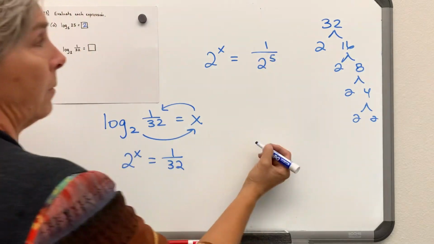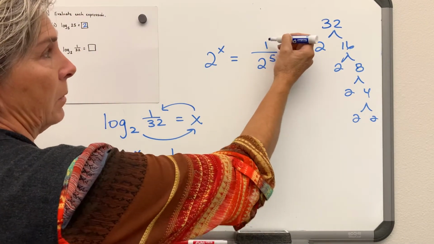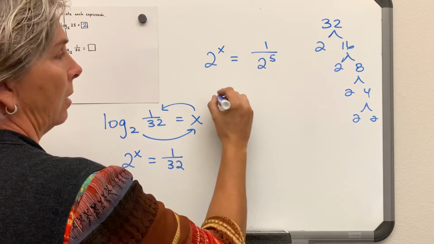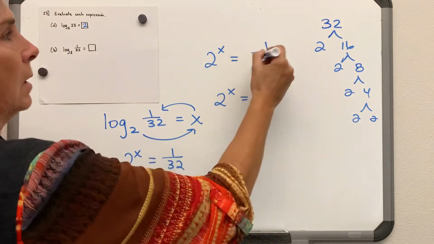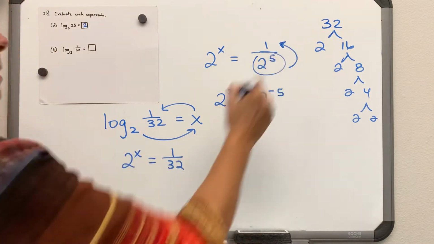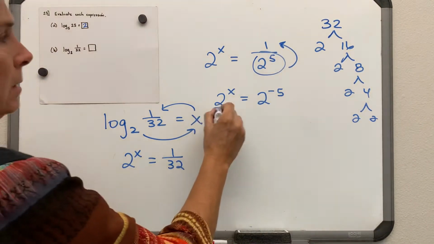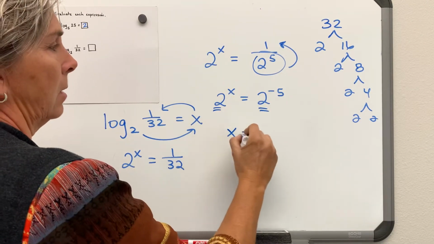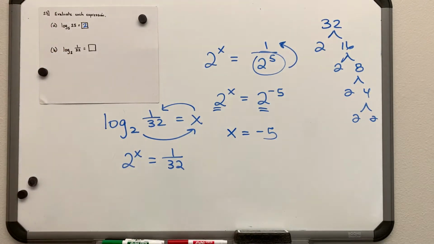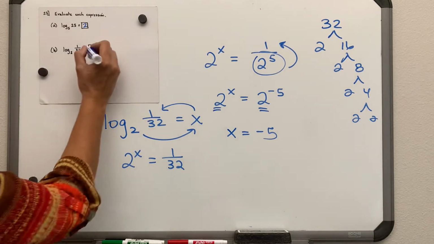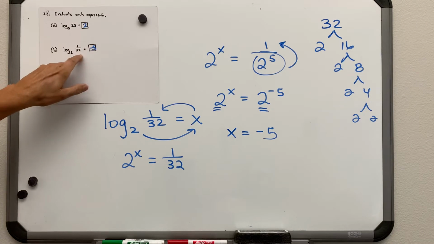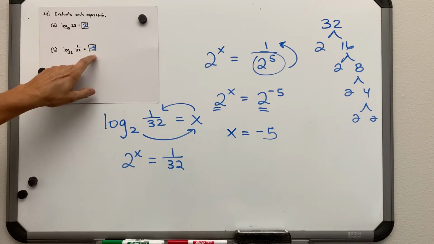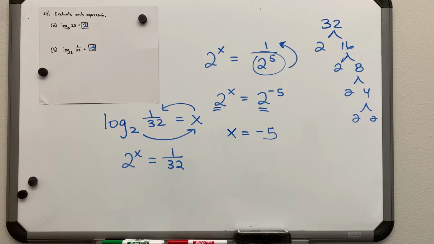Now, hopefully you remember that if I want this 2 to the 5th to be up here, all I've got to do is change the sign of the exponent. So 2 to the x equals 2 to the negative 5th, and that moves it up to the top. And now my bases are identical, and I can just set the exponents equal to each other, so x is negative 5. So my answer is log base 2 of 1 over 32 equals negative 5, because 2 to the negative 5th power gives me 1 over 32.